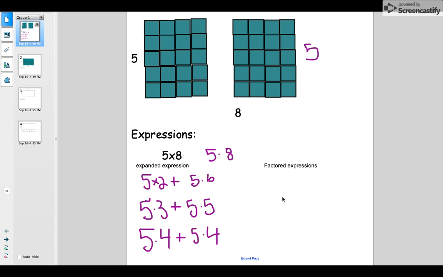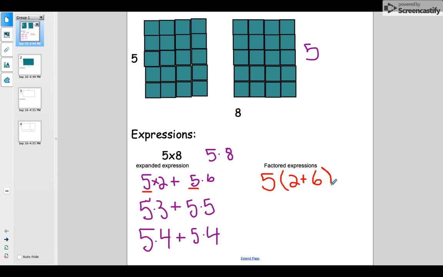So if we want to write them as factored expressions, we're going to say, what do both sides of the expression have in common? So I'm looking at 5 times 2 plus 5 times 6, and I'm noticing that both of them have a 5. So when I say common factor, they both have a common factor of 5. So I'm going to leave that outside the parentheses because I know I'm multiplying both numbers by 5. And then inside the parentheses, I'll write my 2 plus my 6.